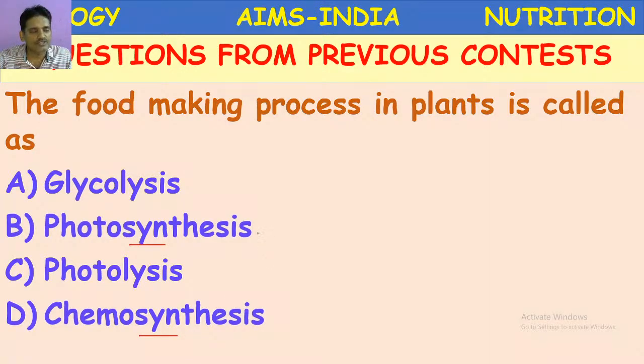Okay, let us analyze the question. Glycolysis is not related to photosynthesis, it is related to respiration. Photosynthesis is a process by means of which plants prepare their food. Photolysis is also a part of photosynthesis. Chemosynthesis, these are chemoautotrophs. But here plants are mentioned, so the correct option is B. B is the correct answer for this question.